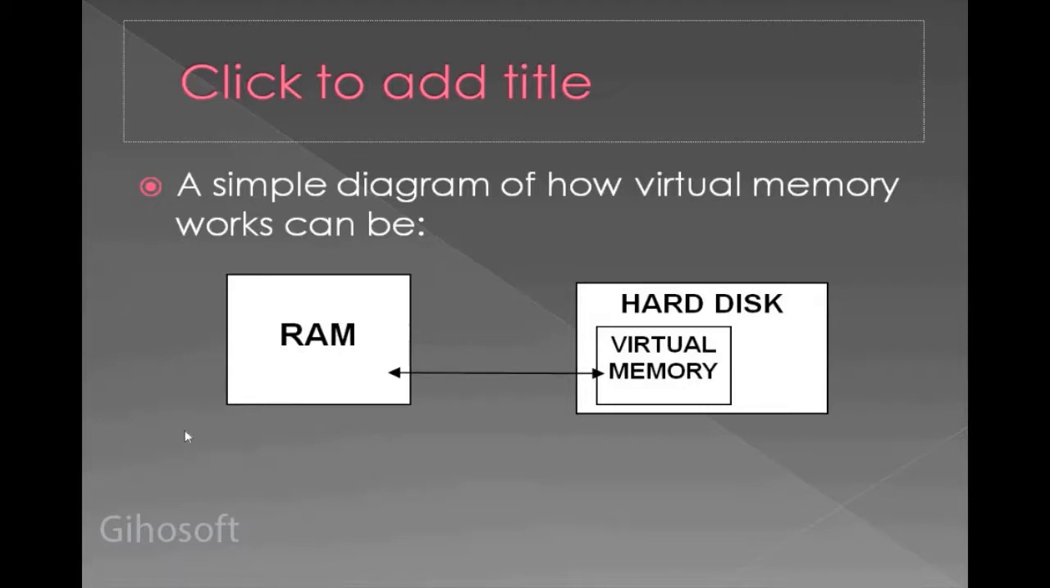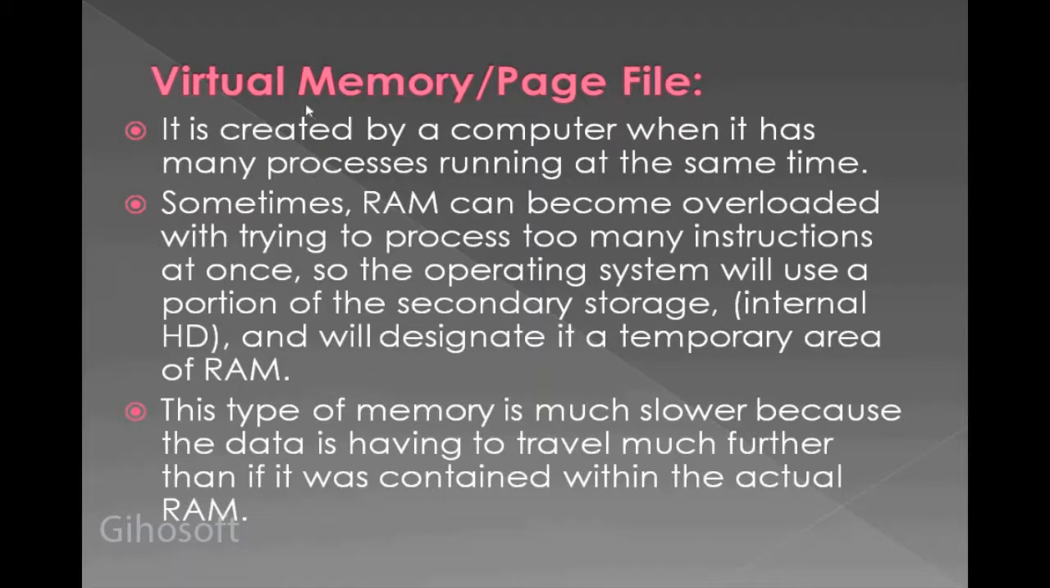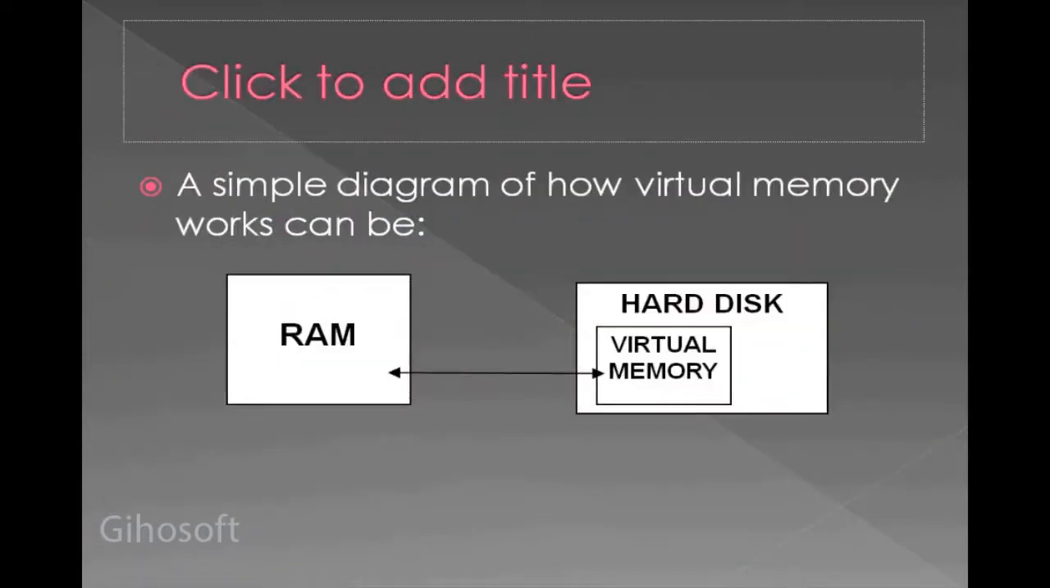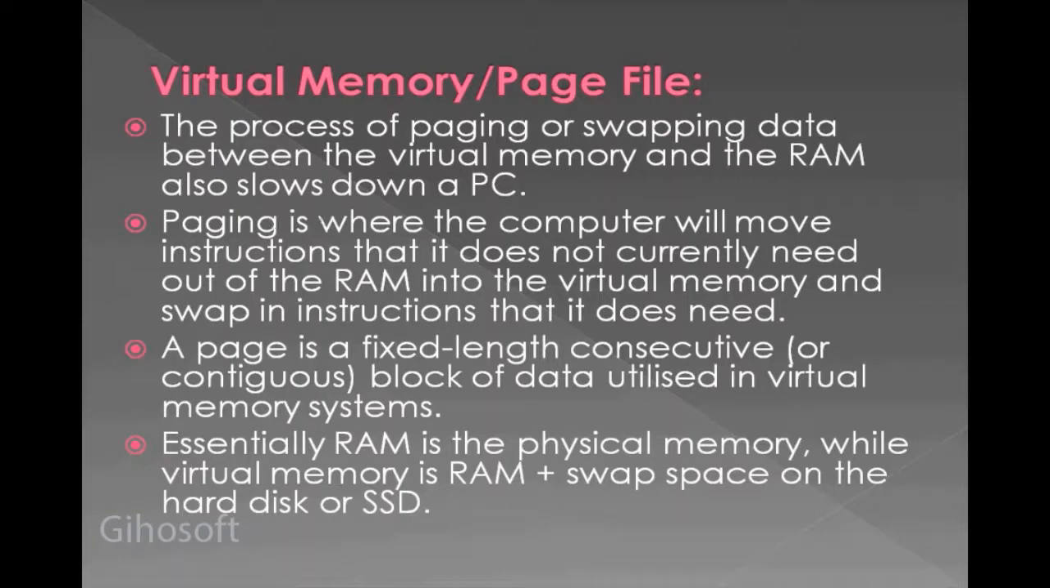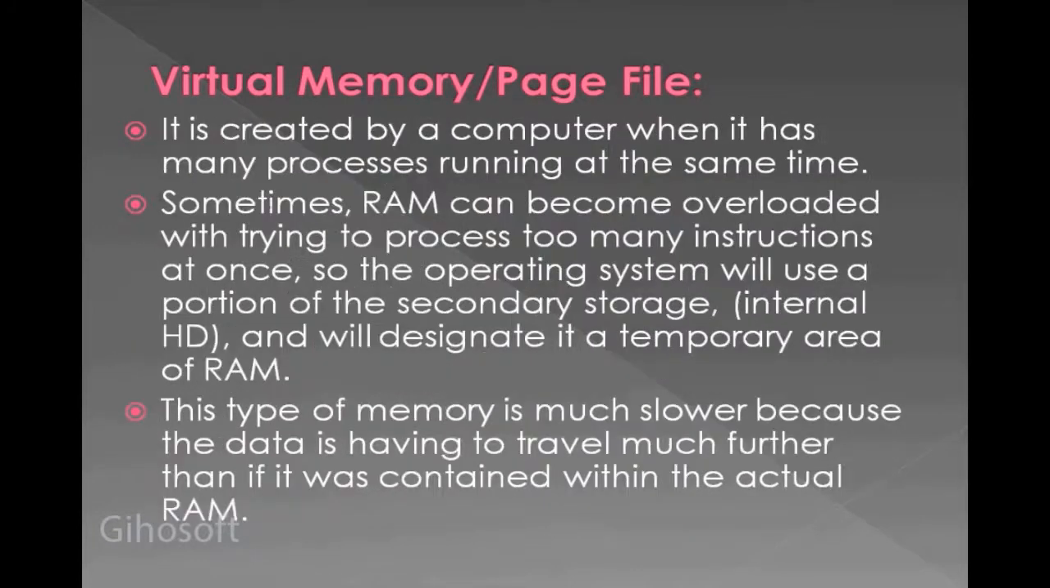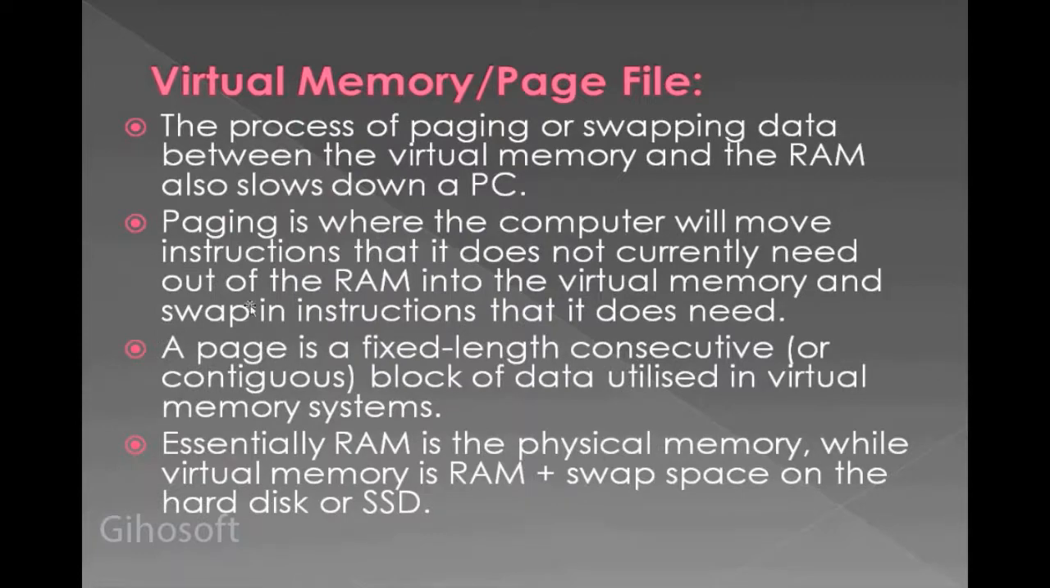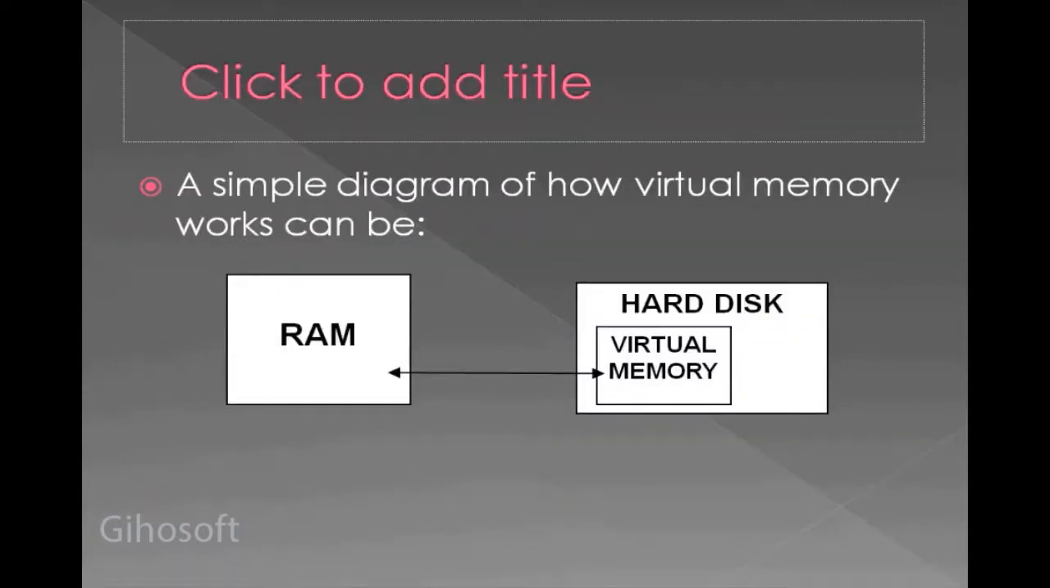If the examiner asks you about virtual memory, just write down this point, that it is created by a computer when it has many processes running at the same time. And after writing this point, just make this diagram. Then write this point: sometimes RAM can become overloaded with trying to process too many instructions, so the operating system will use a portion of the secondary storage and will designate it as a temporary area of RAM, and then make this diagram and you'll hopefully get your marks.